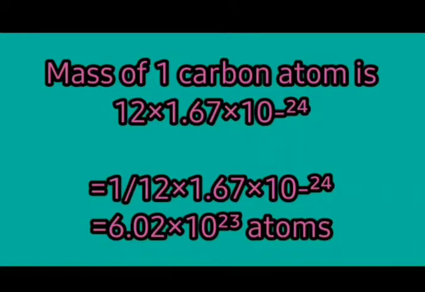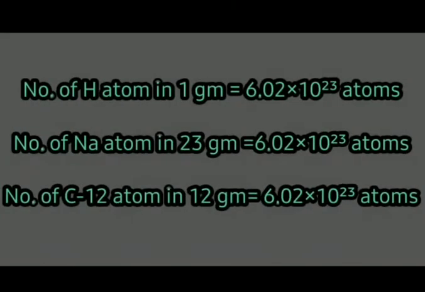6.02 into 10 to the power 23 atoms. So what you find here is that if you convert it into hydrogen atom, or you take that hydrogen atom or sodium atom or carbon atom, the value you have to get is how much? That is 6.02 into 10 to the power 23. Clear?